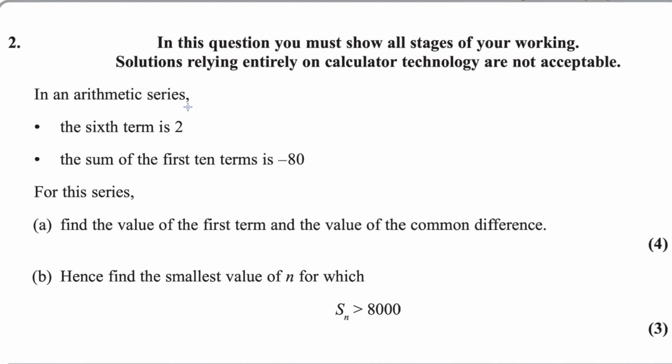In an arithmetic series, the sixth term is 2. The sum of first 10 terms is minus 80. For this series, find the value of first term and the value of the common difference. This one is the sixth term. You can represent it by A6. This is 2. Sum is represented by S, and 10 terms we can write as S10. So this is equals to minus 80. You need to find the first term, A, and the common difference is represented by D.